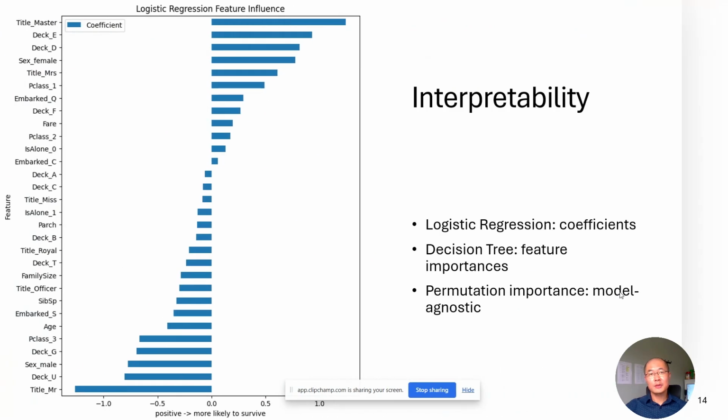I didn't just want to know if someone survived. I wanted to know why. So I looked at what the model considered the most important. The findings were very clear. Gender and class were everything. If you were female or in the first class, your chances increased. If you are a male in the third class, your chances reduced.